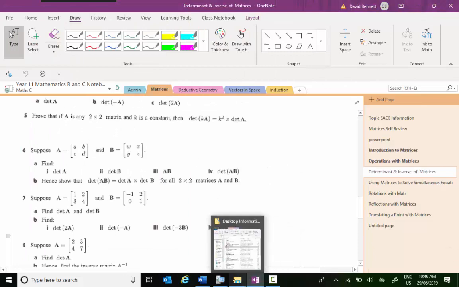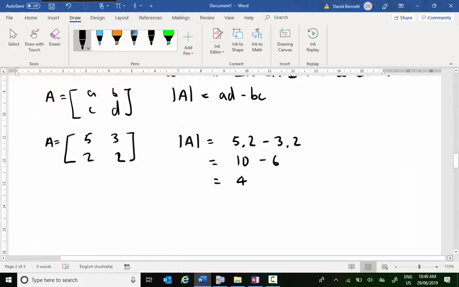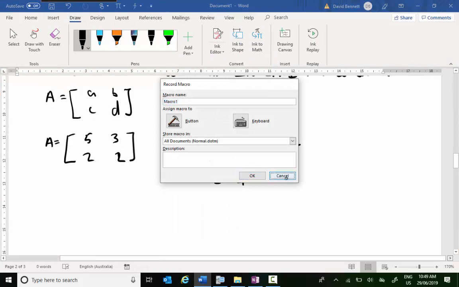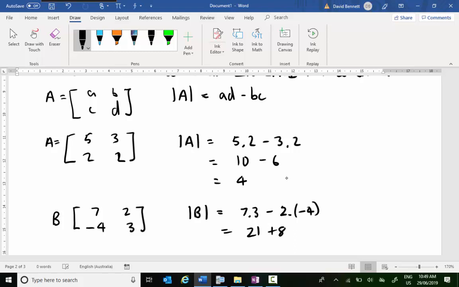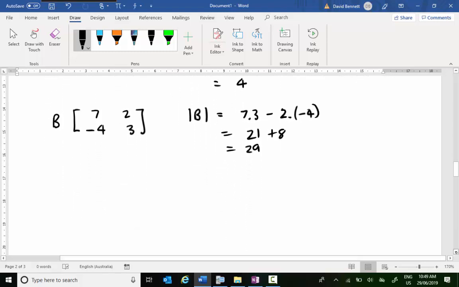Do you want to learn how to do a 3x3? Let's do another one of those first. Let's do B. Do another one. So if I've got something like 7, 2, negative 4, 3, then the determinant of B will determine if the inverse matrix exists. It's going to be 7 times 3 take 2 times negative 4, which gives me 21 plus 8. So the determinant is 29. That's simply how you do your determinant.